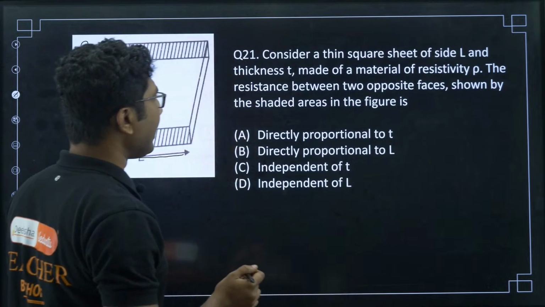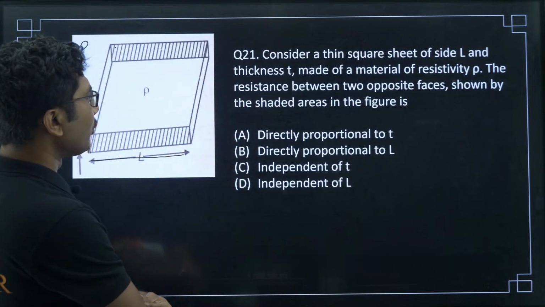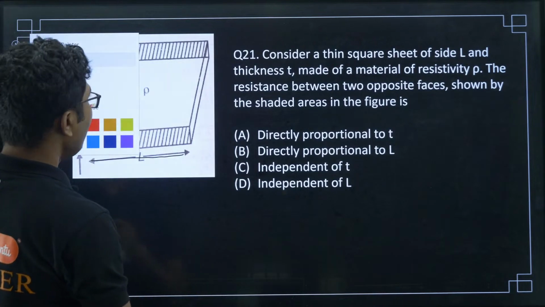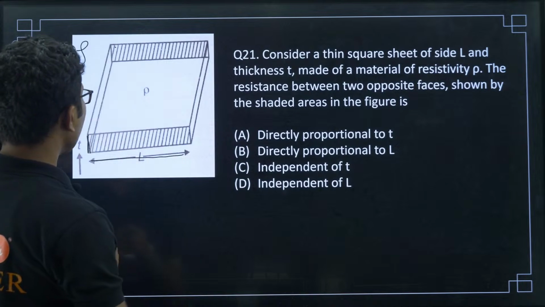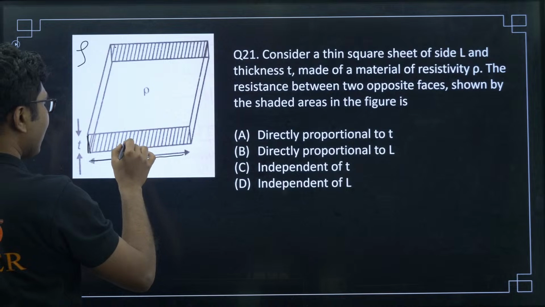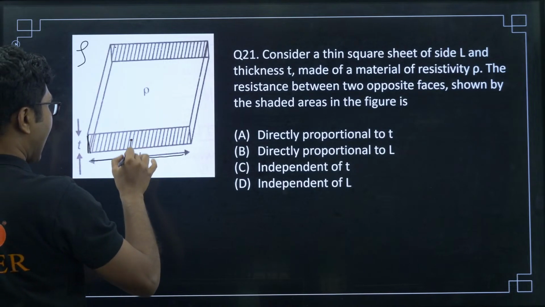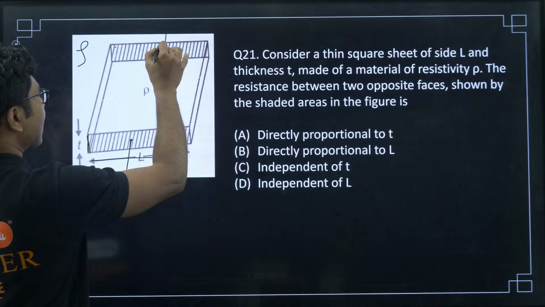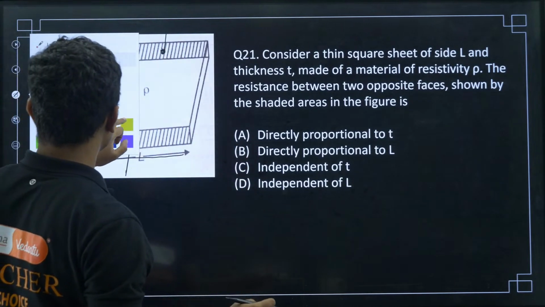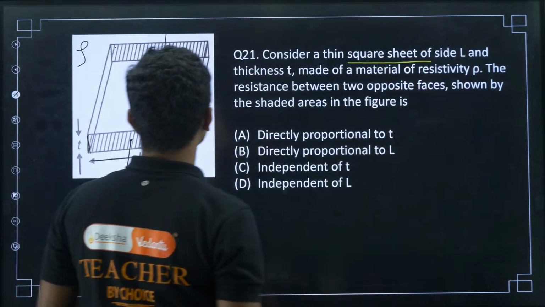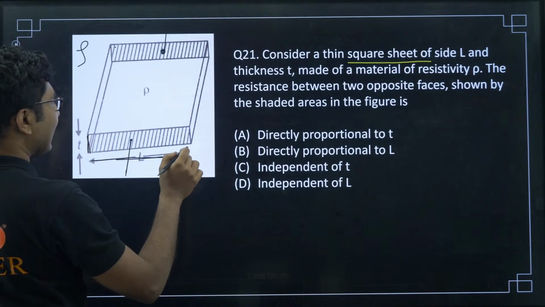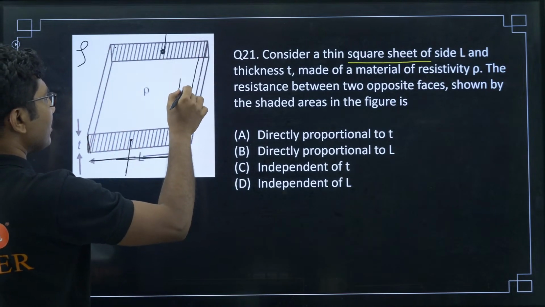The resistance between two opposite faces shown by the shaded areas in the figure is. Now you might say, what is the length of this side? Because they are saying, what will be the resistance if you attach, say, in this side and in this side, what is the resistance between these two terminals? Now, you have to understand that this is a square sheet. Square sheet means all sides have same length, right? So, if this length is L, definitely this length will be also L.